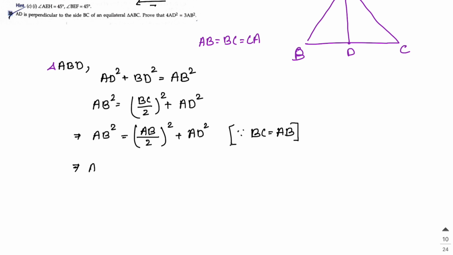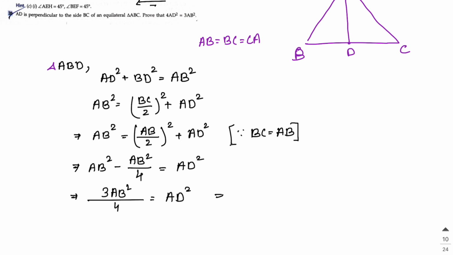So now that one equal to here AB square minus AB square by 4, that one equal to here AD square. So by the LCM 4, then it will be here 3AB square equal to 4AD square, and it's proved.